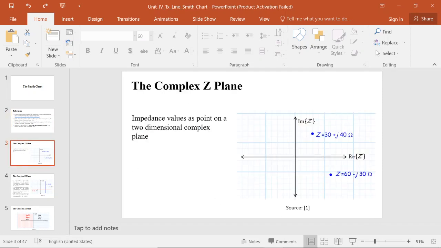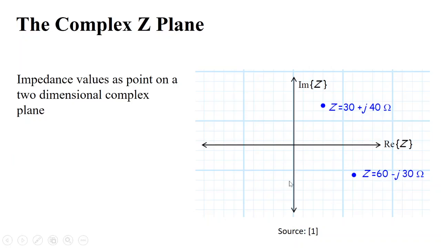Now let's start with the complex Z plane. In general, impedance and reflection coefficient are all complex. So let's understand the complex Z plane: if you want to plot the impedance, how can you plot it here in the complex plane? It is simple with the basic concept.